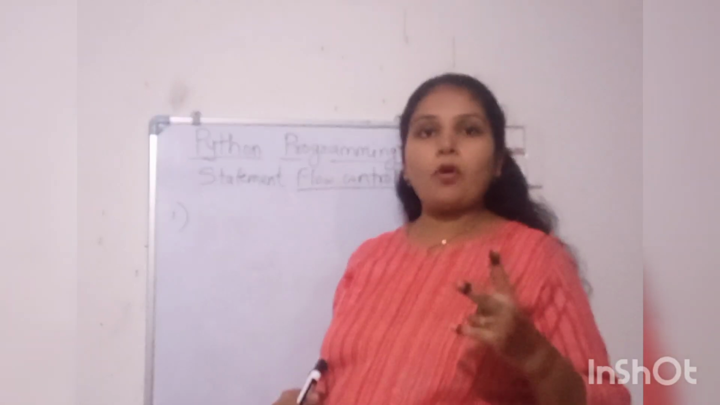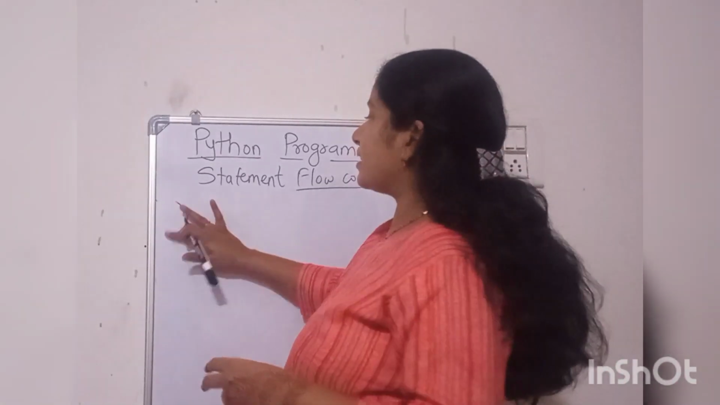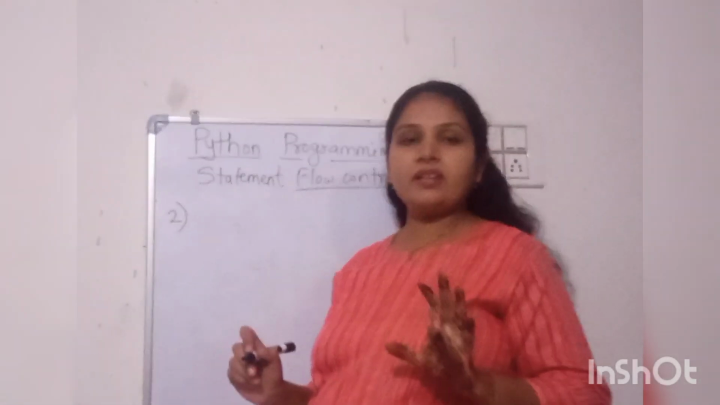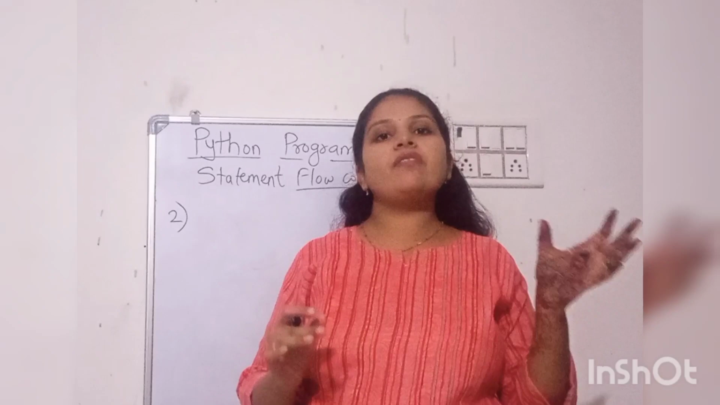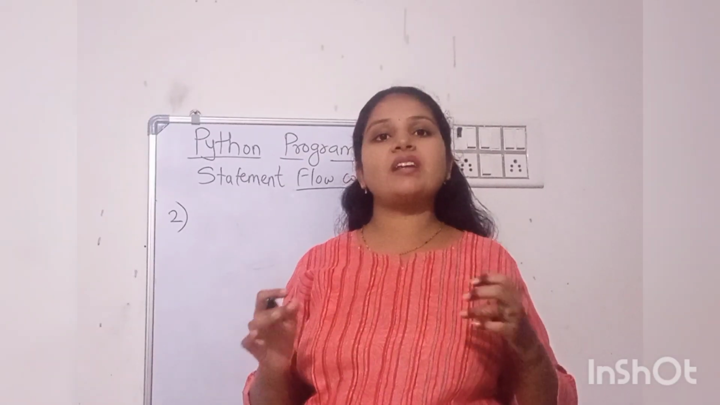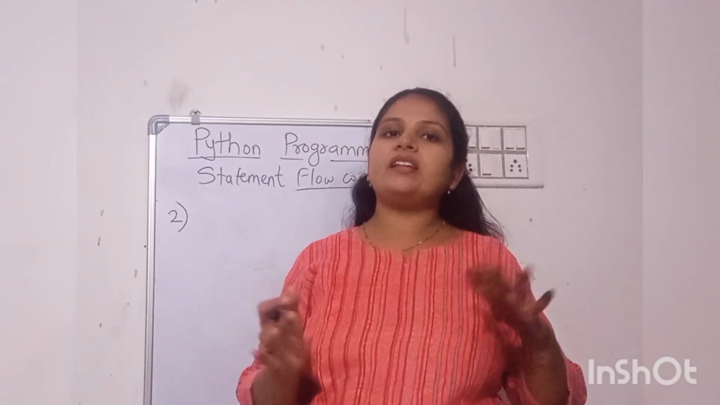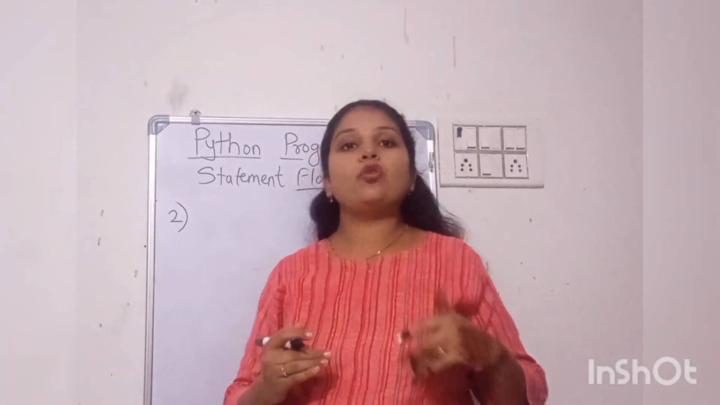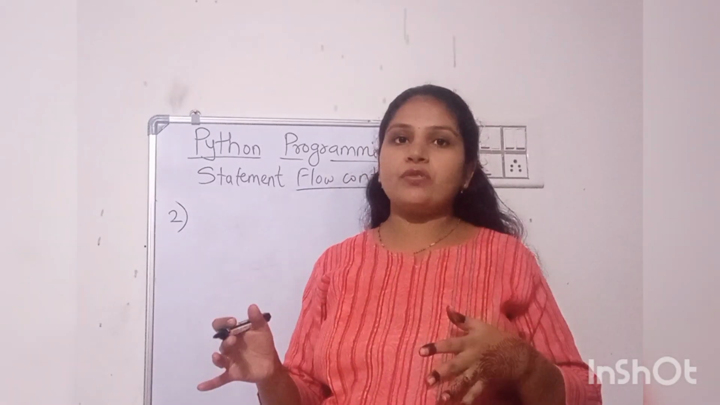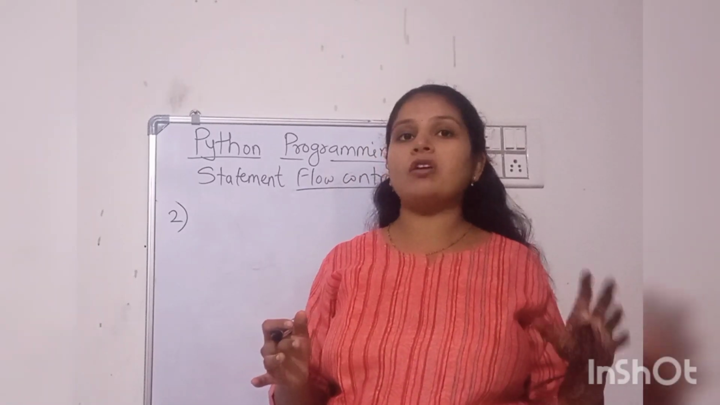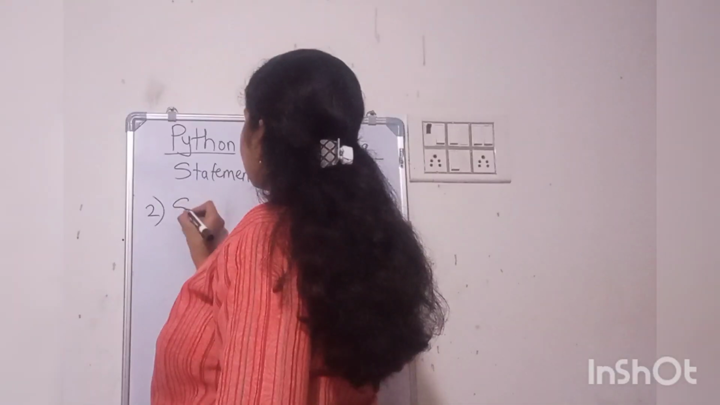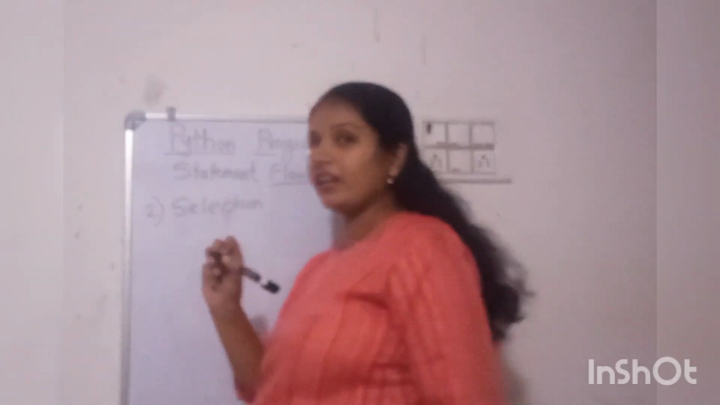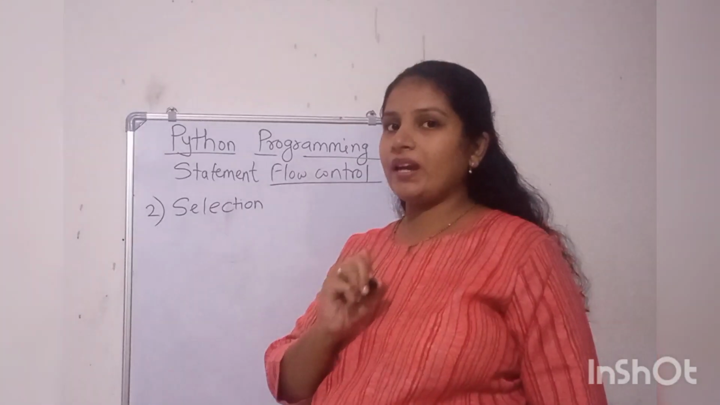The second type of statement flow control is the selection statement flow control. Selection means we are going to select whichever instructions or statements are going to be executed. It's in the programmer's hand. We are coding in such a way that we select the statements which are going to be executed depending on a certain condition. So in selection statement flow control, we are going to select which statements are going to be executed.